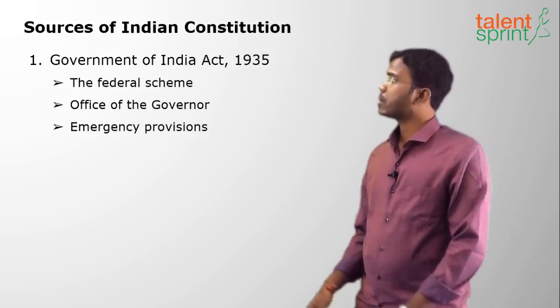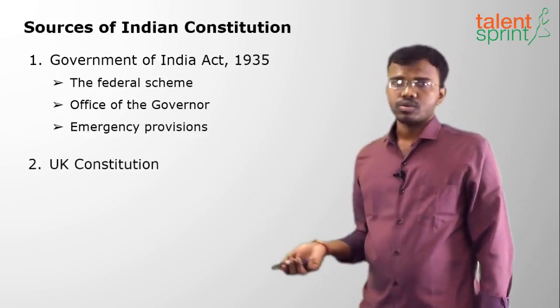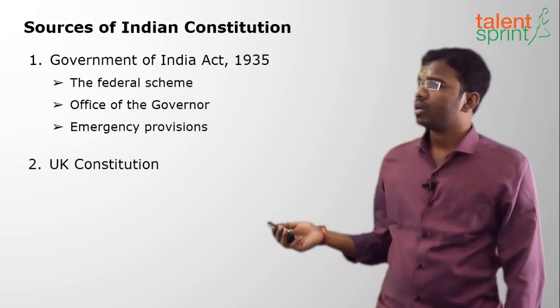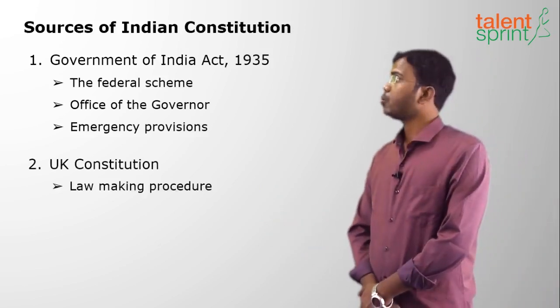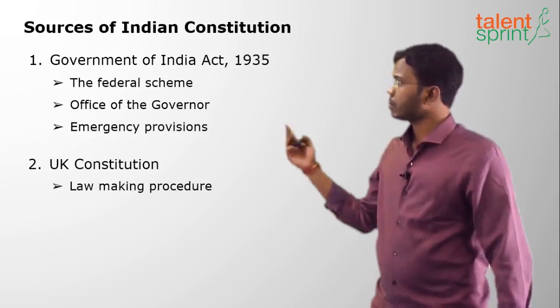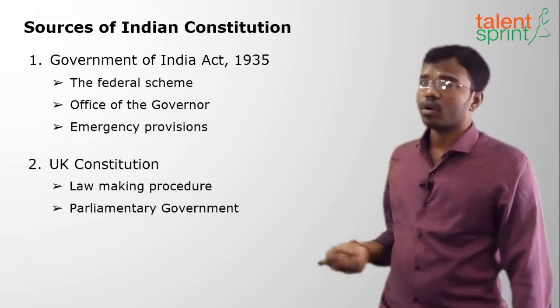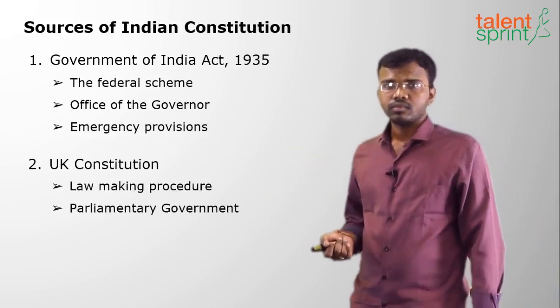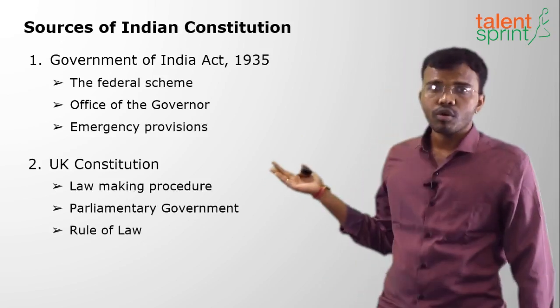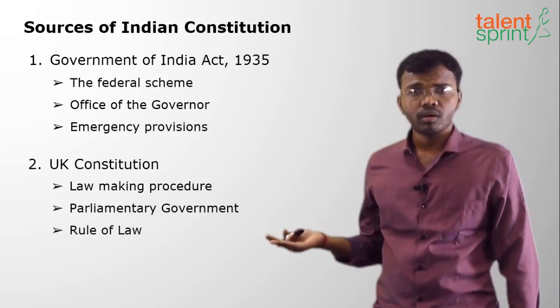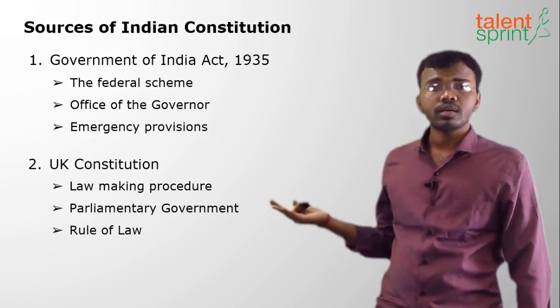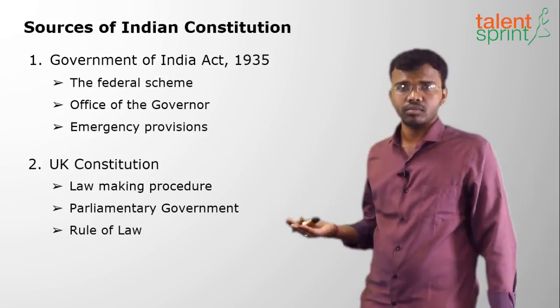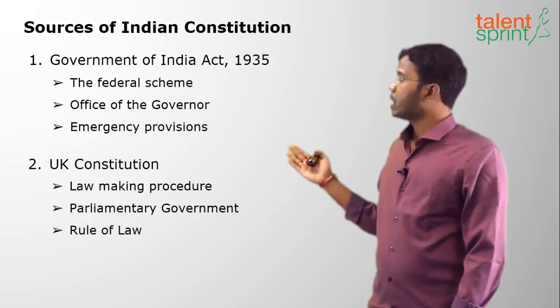Then moving on to the next one, that is UK Constitution. So what we have taken? Law making procedure, how to make laws. Next is parliamentary form of government, we have already seen. Next is rule of law. Everyone is before law, everyone is after law. No one is greater than law. So that we have taken from UK Constitution.